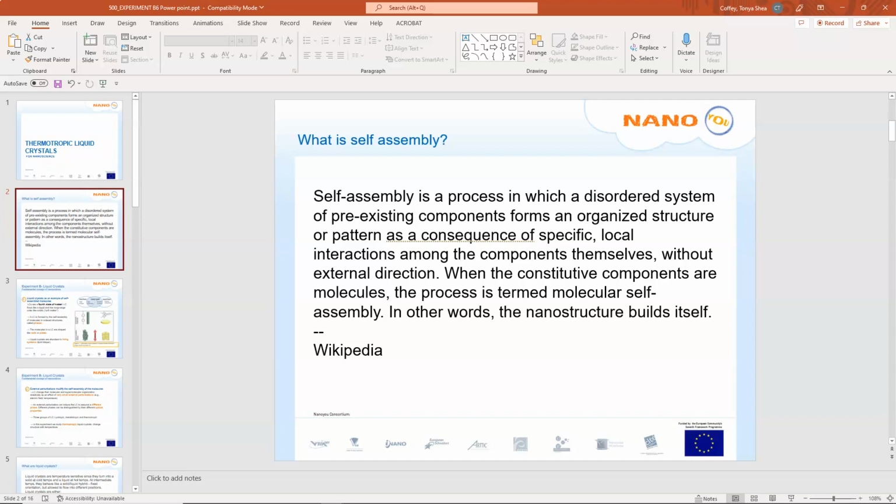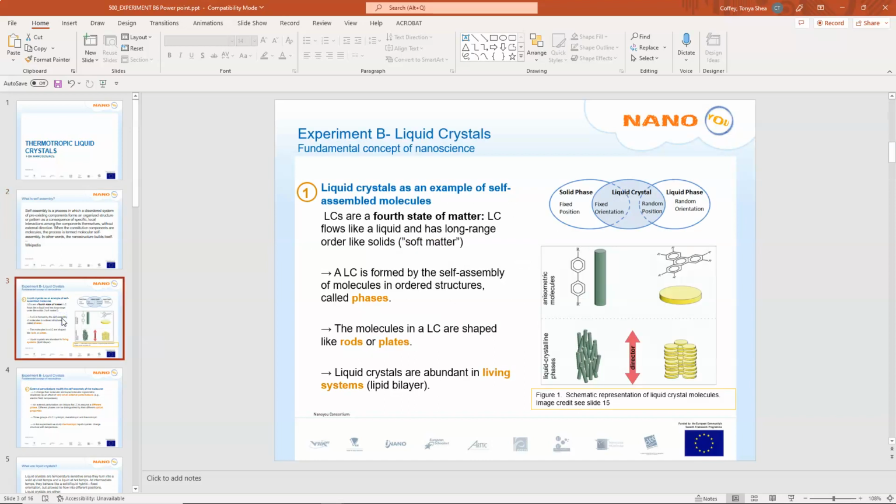Self-assembly is the process in which a disordered system of pre-existing components forms an organized structure or pattern as a consequence of specific local interactions among the components themselves without external direction. When the constitutive components are molecules, the process is termed molecular self-assembly. Another way to put it is the nanostructure builds itself. So in today's lab, you're going to be using these self-assembled liquid crystals.